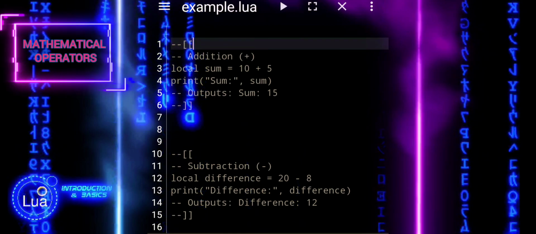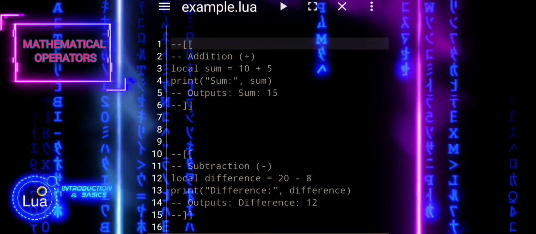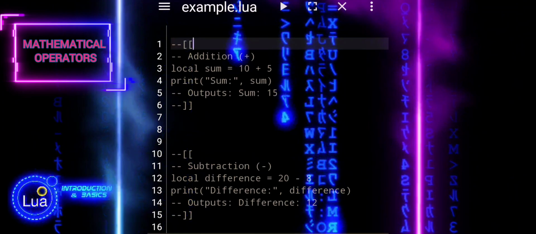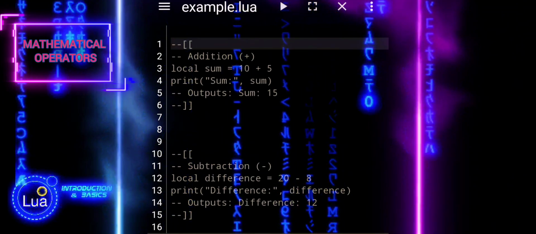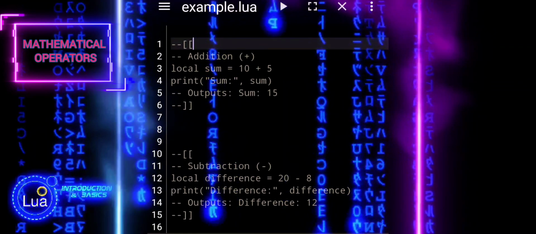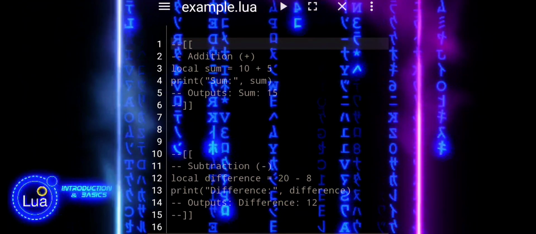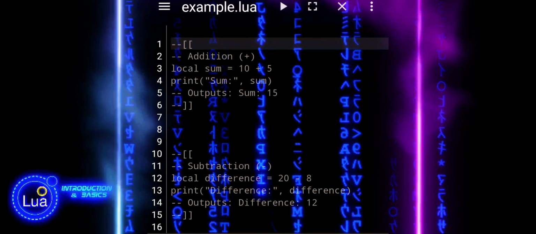Welcome to our Lua journey. Today, we're diving into the dynamic world of mathematical operators. These powerful symbols empower you to perform various arithmetic feats in your Lua scripts.